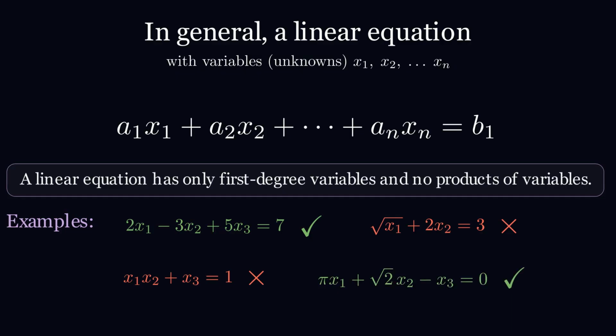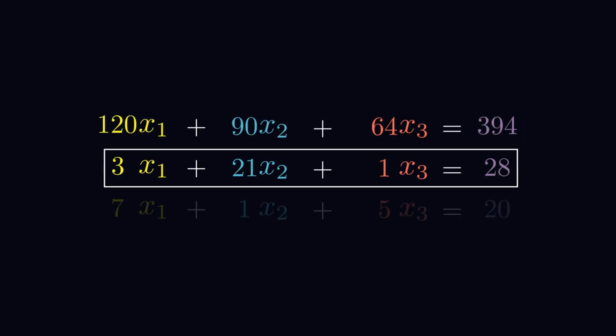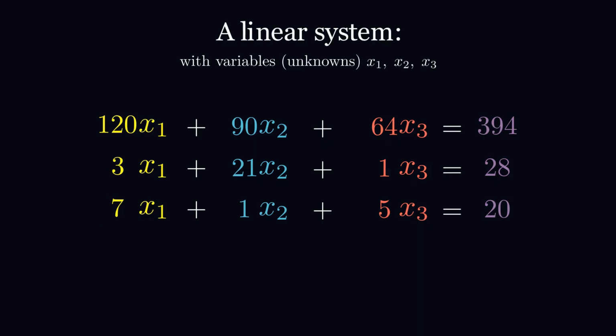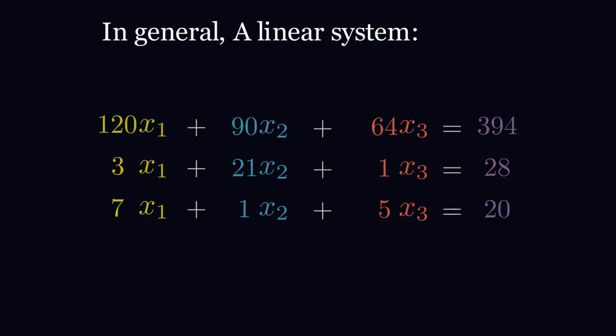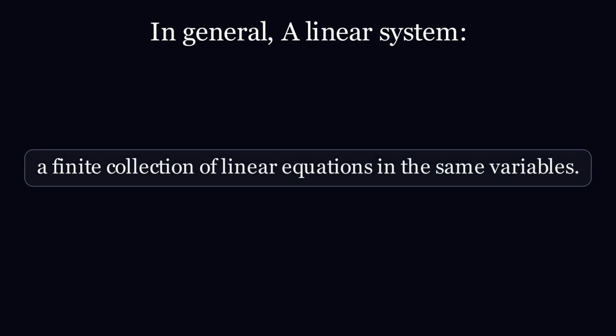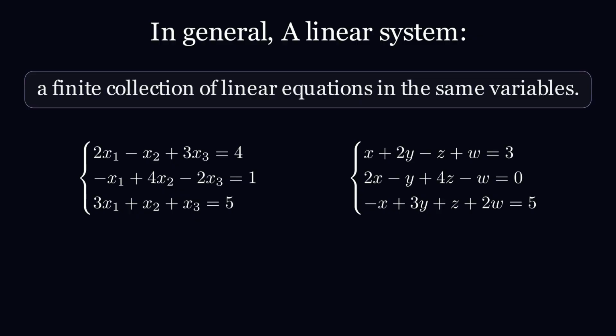I just want to note that here, pi and square root 2 are real numbers, so it matches the definition. In the smoothie example, all three equations are linear, and I encourage you to pause and check them. If we put them together, they form a linear system. So in general, a linear system is a collection of linear equations in the same variables. And here you can see two examples. Pause the video and check, do they follow the rules?